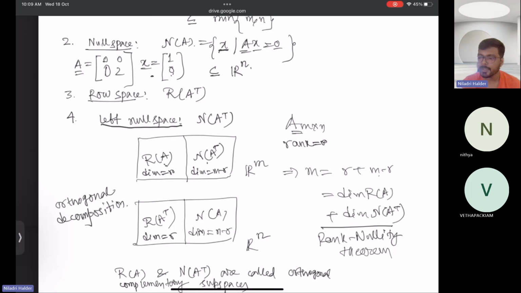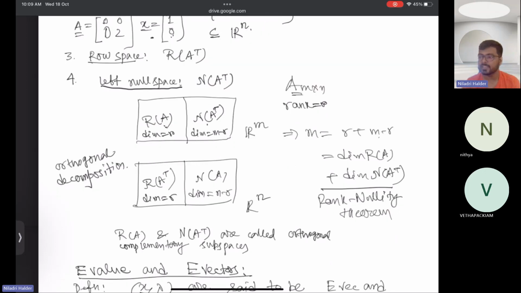But the dimension of the range space of a matrix is equal to r. Suppose the matrix is of dimension m cross n, so there are n columns. Out of n, only r columns are linearly independent. So the dimension or rank of that matrix is equal to r. And then m minus r linearly independent vectors are also there in the m dimensional space. An m dimensional space means there are m linearly independent vectors, called the basis of the vector space. So only r are contained in the range space and m minus r will be contained in the null space of A transpose. That is the rank nullity theorem.